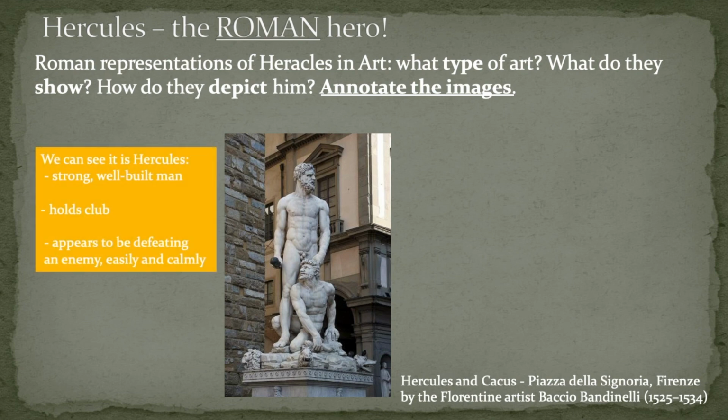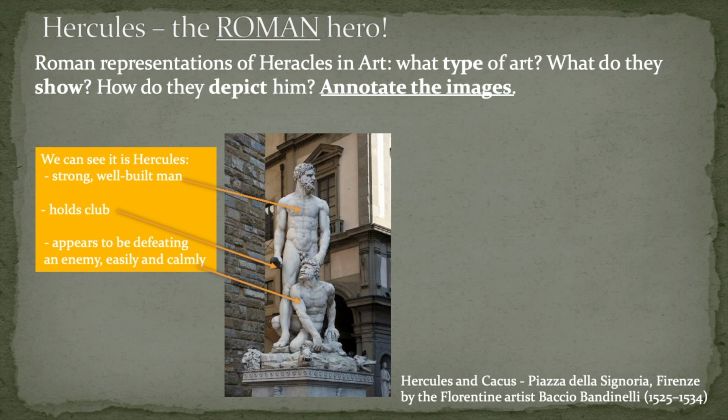We can see it's Hercules. There's a strong, well-built man. He's holding a club, which you might not have noticed because you can sort of see it face on here. And he appears to be defeating an enemy pretty easily and calmly. And we know that Hercules certainly did find it easy to take on his opponents. And in some of the metopes, we saw him looking quite calm, although in a lot, we also saw him being quite violent. So it is quite interesting that the figure that we think is Hercules here, with the club as the only thing to show it's him, really isn't being particularly violent.